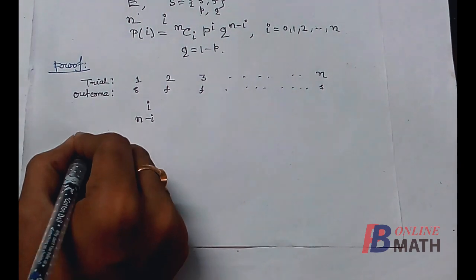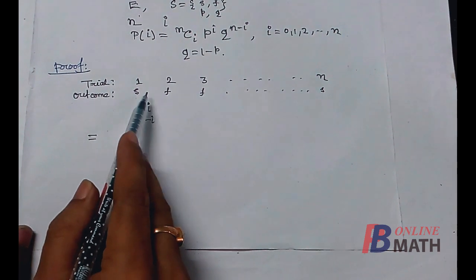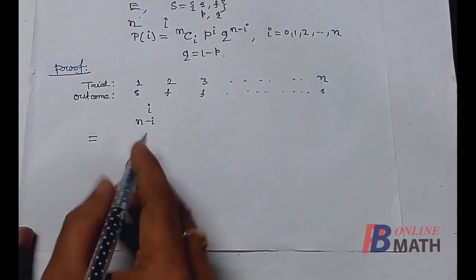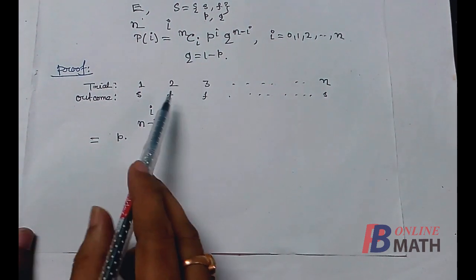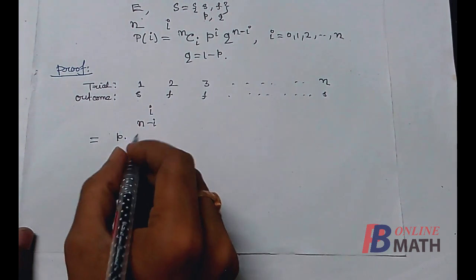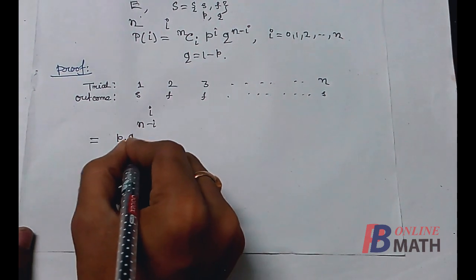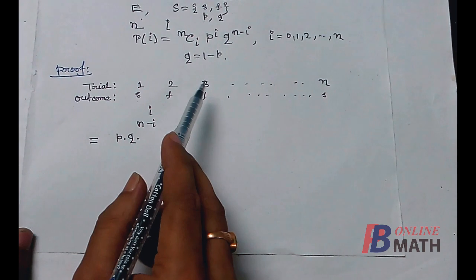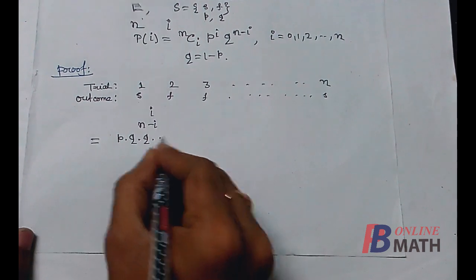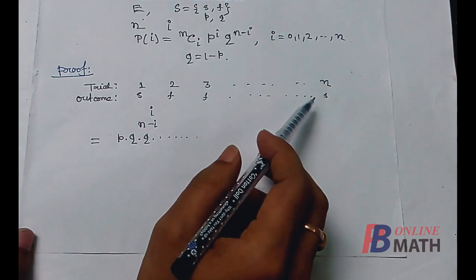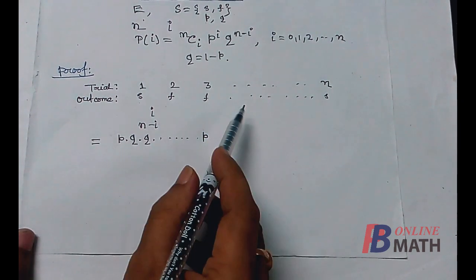So the probability of this event should be equal to, in the first trial we have obtained success. So what is the probability of success? That is P. And for the second trial we have got failure, and what is the probability of failure? That is Q. So P dot Q. And for the third trial we have got failure, so the probability of failure is Q. And continuing in this process, in the final trial we have got success, and the probability of success is P. So this is the probability of this event.